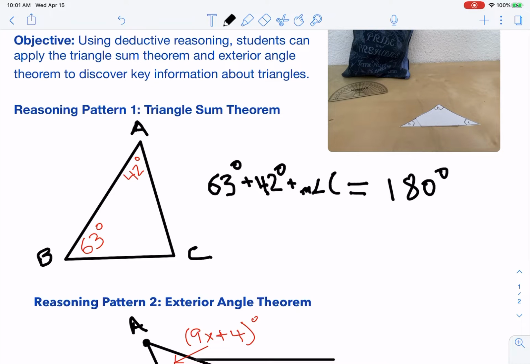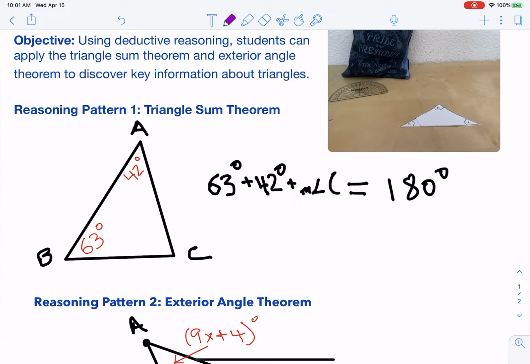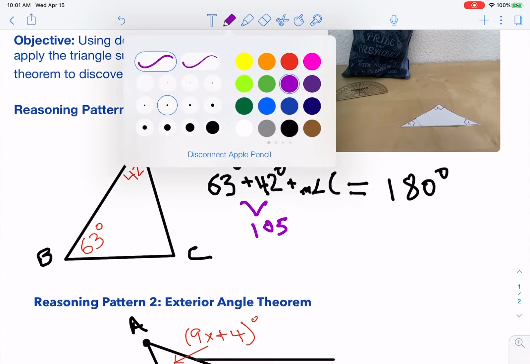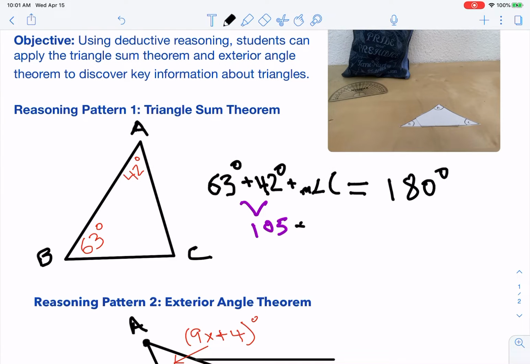Okay. Our next step, I'll show my sub-steps here in this magenta color. We have 63 plus 42. Last I checked, that's 105. Go back to black. Plus the measure of angle C equals 180 degrees.